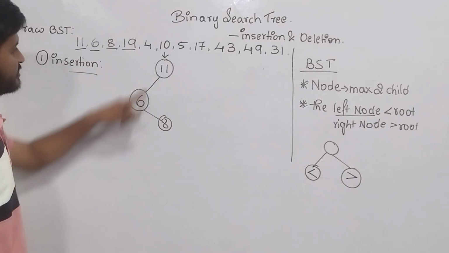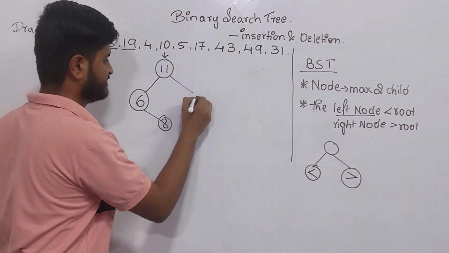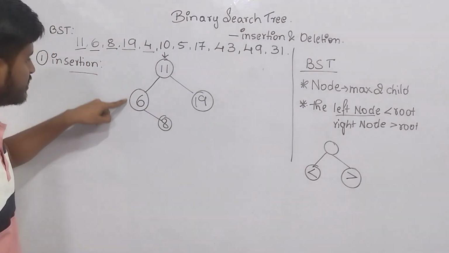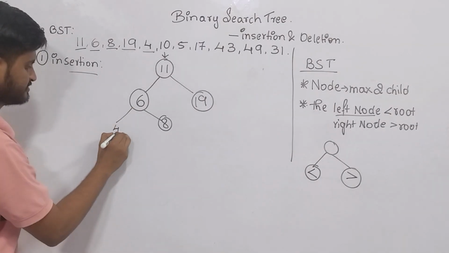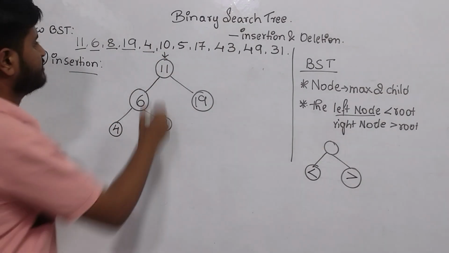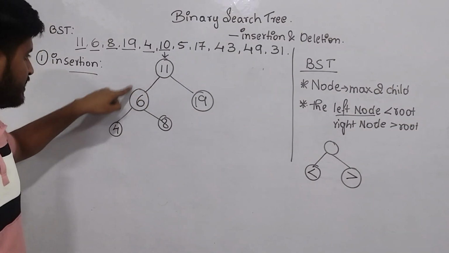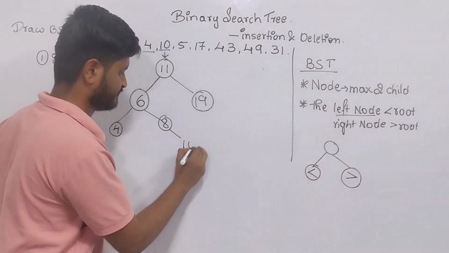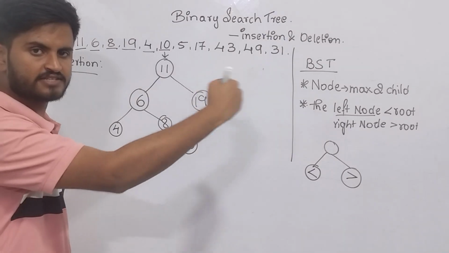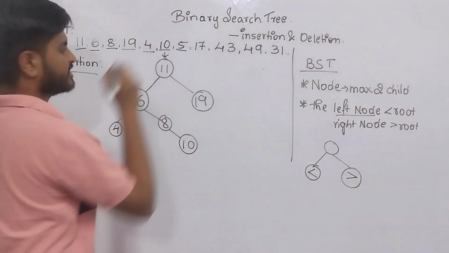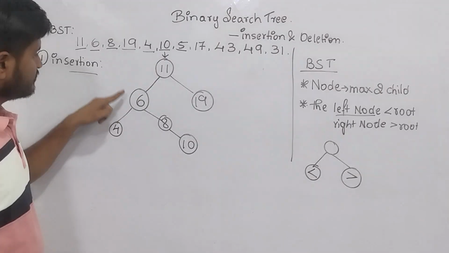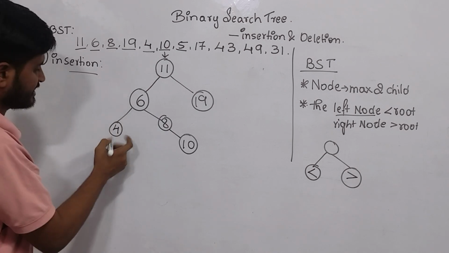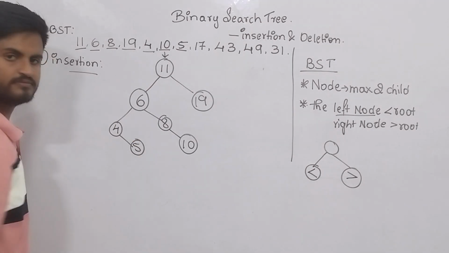Next is 19. 19 is greater than 11, so it will go to the right side. Next, 4. 4 is less than 11 and less than 6, so 4 will be on the left side here. Next, 10. 10 is less than 11 but greater than 6 and also greater than 8, so it will come here. Greater means right side, lesser means left side. Next, 5. 5 is less than 11, less than 6 and greater than 4. Greater than 4 means right side.